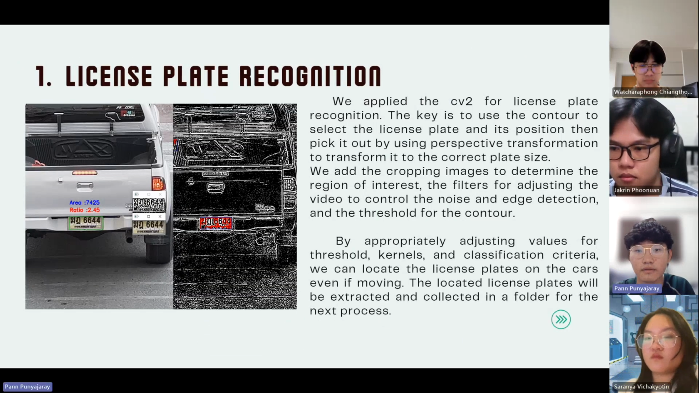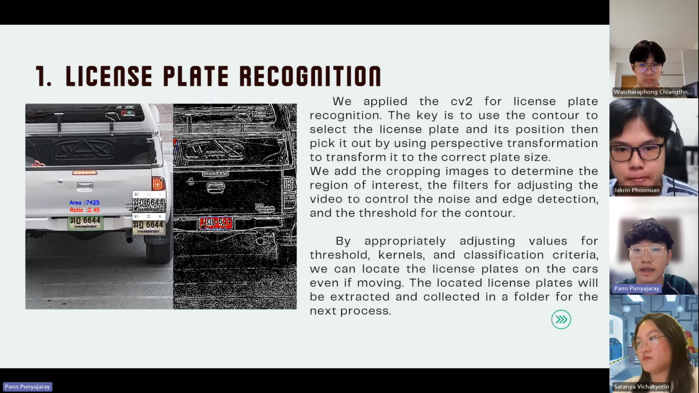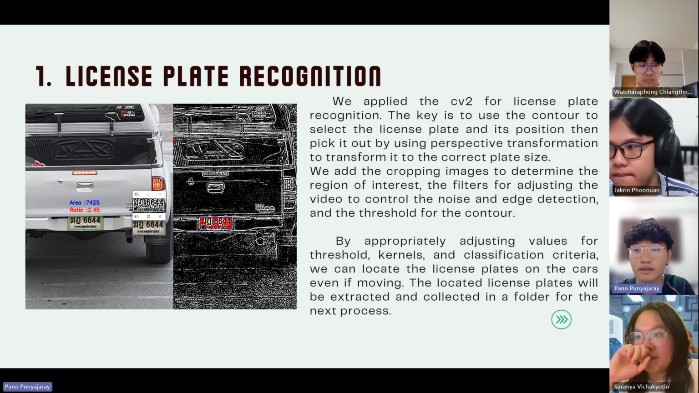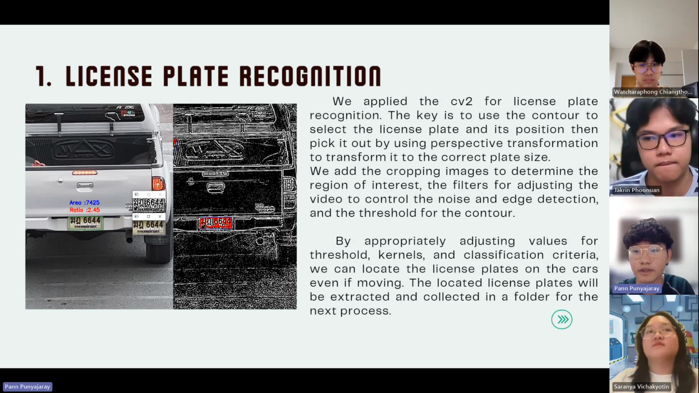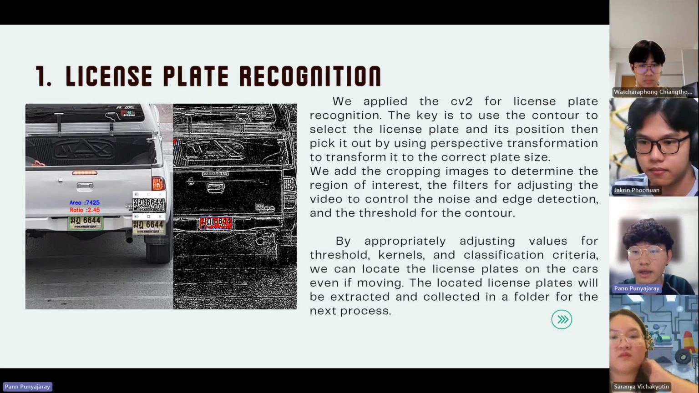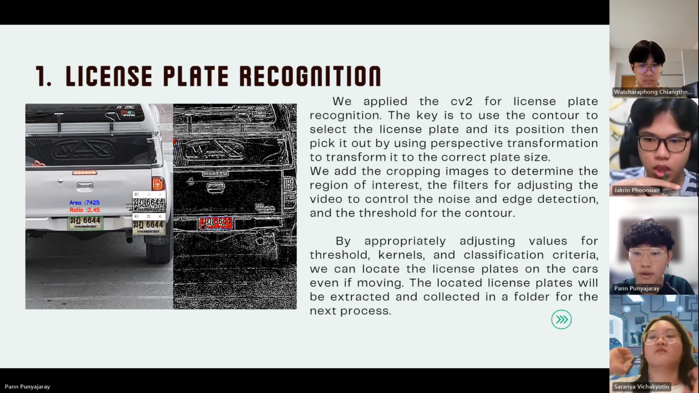For license plate recognition, we apply CV2. The key is to use the control to select the license plate and its position, then pick it out by using perspective transformation to transform it to the correct side of the plate. And we add the cropping image to determine the regions of interest, the filter for adjusting the video to control the noise and edge detection, and the threshold for control.